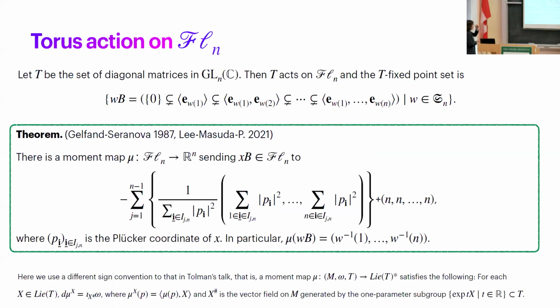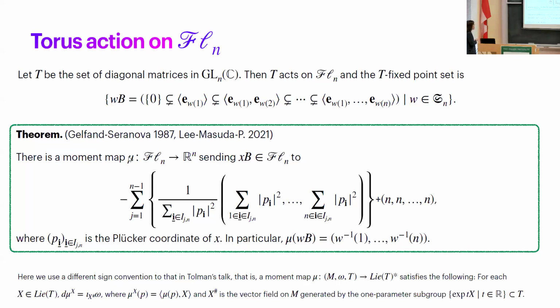Then, if we take the set of diagonal matrices in the general linear group, then this T is isomorphic to the algebraic torus C star to the n. And by left multiplication, we have a torus action on the flag variety. And the torus fixed point set is the set of the permutation flags, I mean wB, where wB is this kind of flag. So there is a one-to-one correspondence between the torus fixed point set of the flag variety and the permutation group.